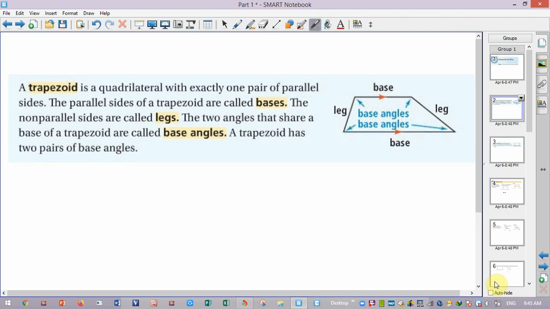We have two parallel bases, and the other two sides are non-parallel. And the non-parallel sides are called legs. Okay?